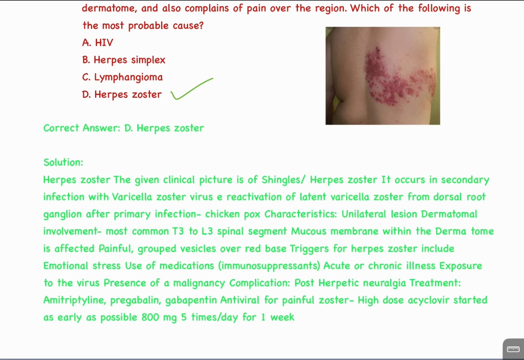painful, grouped vesicles over a red base. Triggers for herpes zoster include emotional stress, use of medication like immunosuppressants, acute or chronic illness, exposure to the virus, and presence of a malignancy. Complication: post-herpetic neuralgia. Treatment: amitriptyline, pregabalin, gabapentin. Antiviral for painful zoster: high-dose acyclovir started as early as possible, 800 mg 5 times per day for a week.